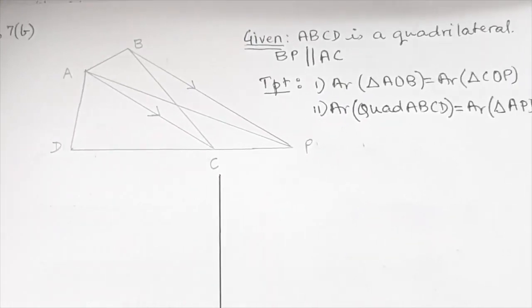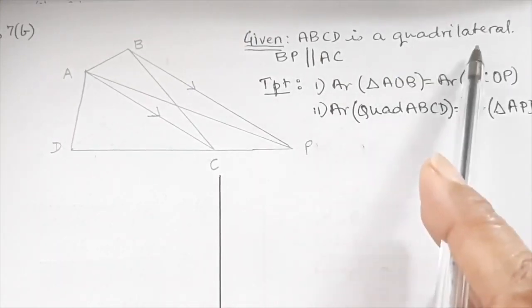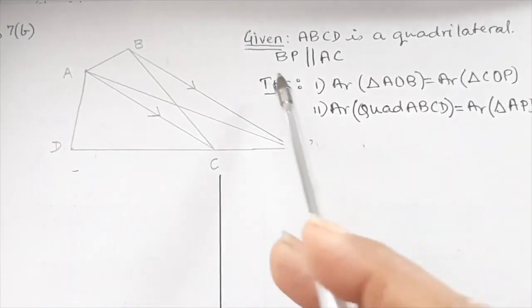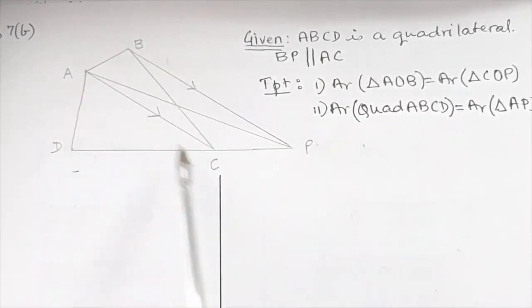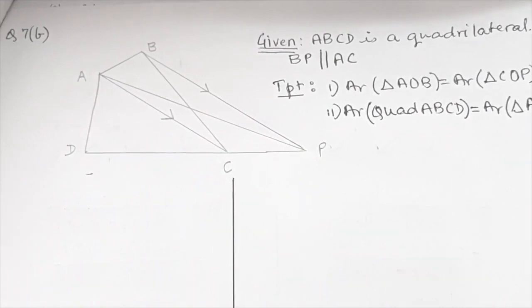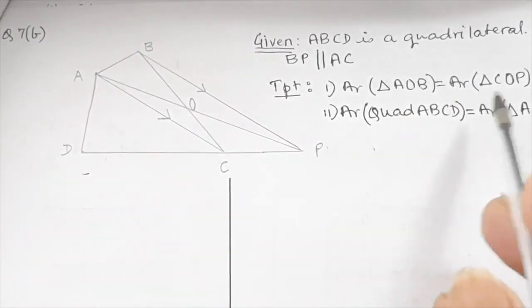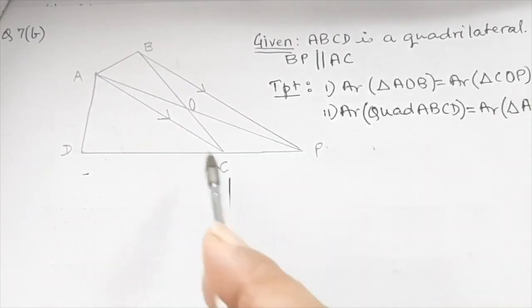So let us see how we write it. Given: ABCD is a quadrilateral. So we have ABCD is a quadrilateral and BP is parallel to AC. That's all we need to write. And then to prove that area of triangle AOB is equal to area of triangle COP.